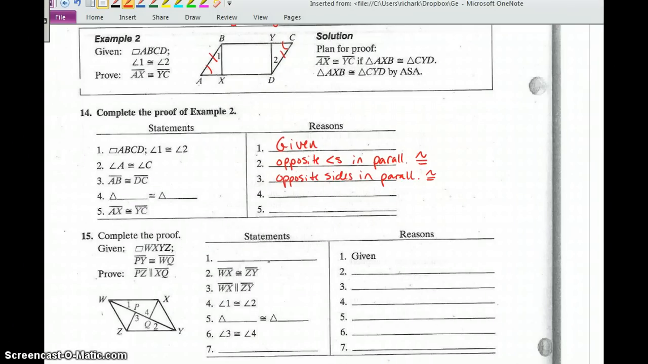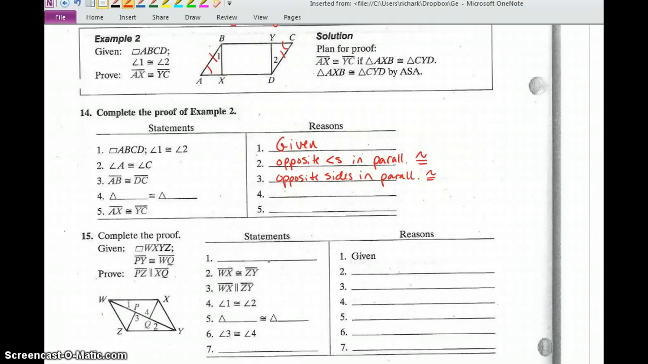Statement 2 says or claims that angle A should be congruent to angle C. Our given told us that parallelogram ABCD was in fact a parallelogram, so therefore I can use the property opposite angles in a parallelogram are congruent. Now step 3 says that AB is congruent to DC. This again is another property of parallelograms. Opposite sides in a parallelogram are congruent.